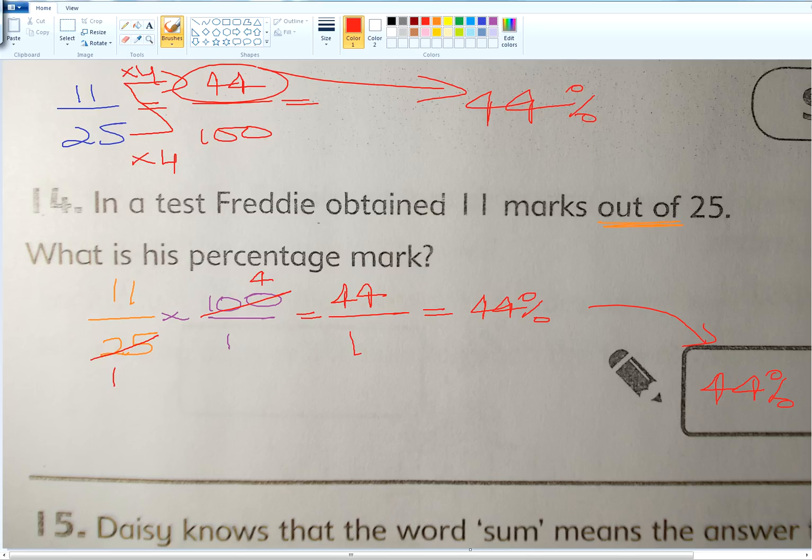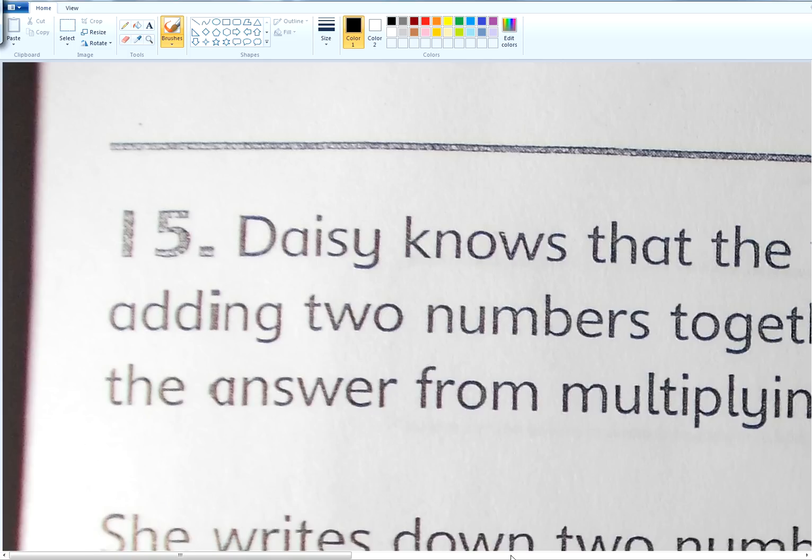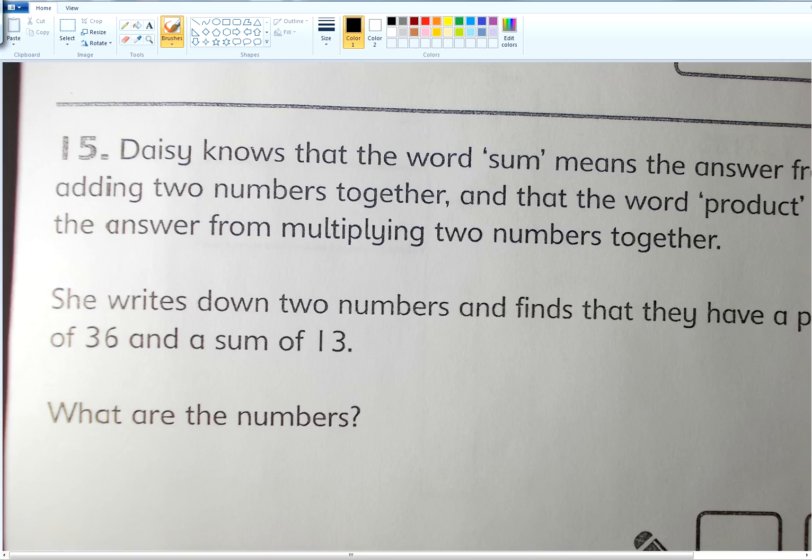Next question. Let's move on. Time is limited. We need to get this work done. We've got some revision topics to do as well. Why is it so bright?